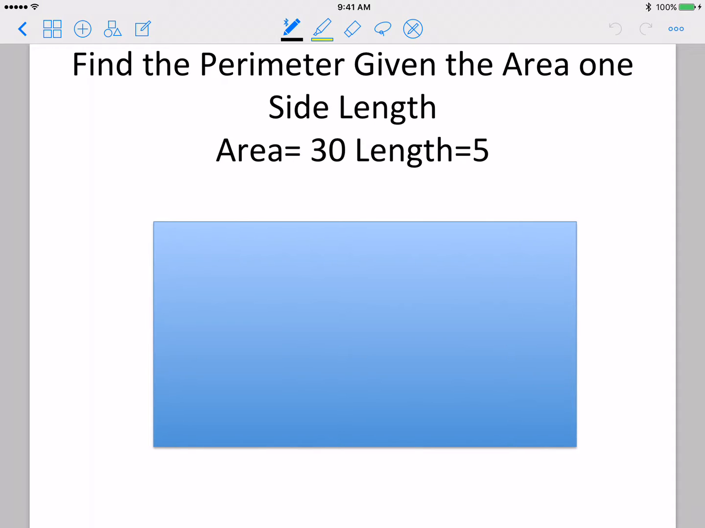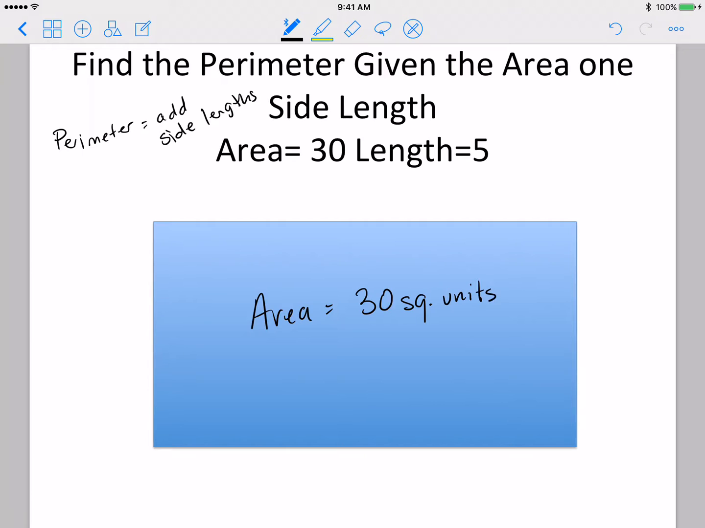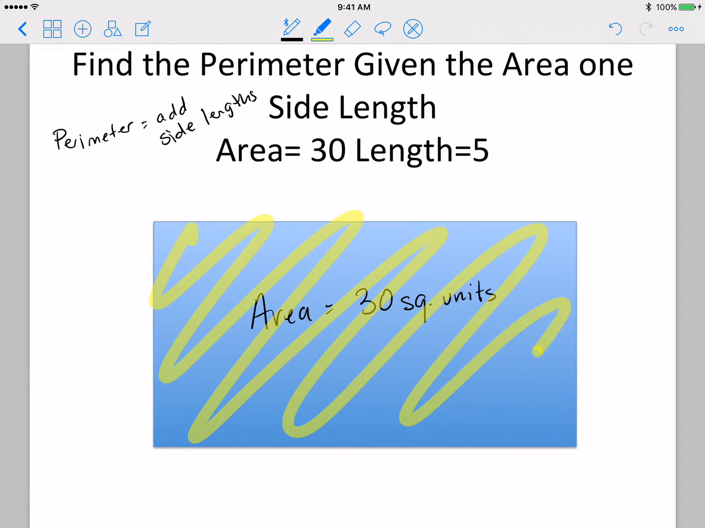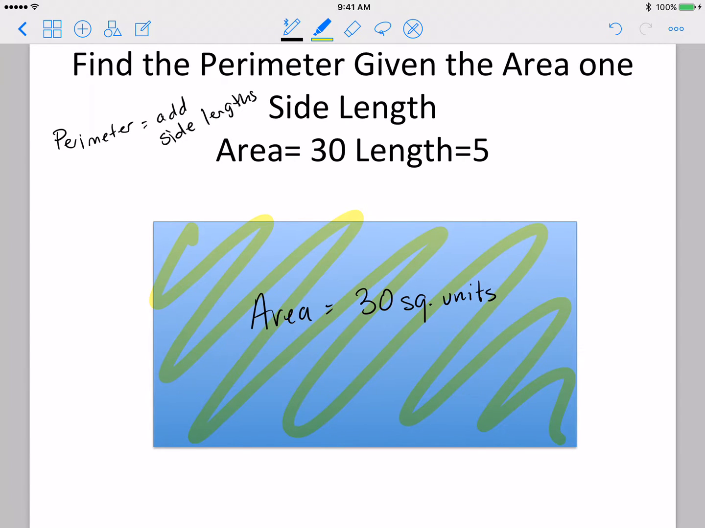Next, we're going to find the perimeter given the area and one side length. So we know that to find the perimeter, you add all the side lengths. But what happens when you don't have both side lengths? In this rectangle, the area is equal to 30 square units. We know that this area in the middle is 30 square units. If we tiled this, there would be 30.